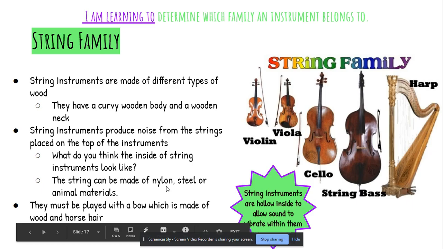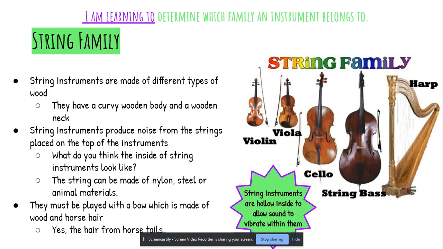String family. The string instruments are made of different types of wood. They have a curvy wooden body and a wooden neck. So look at the instruments to the right. Do you see the curvy wooden body? Do you see the curvy wooden neck? String instruments produce noise from the strings placed on top of the instruments. So that's why they're the what? The string family, yes.